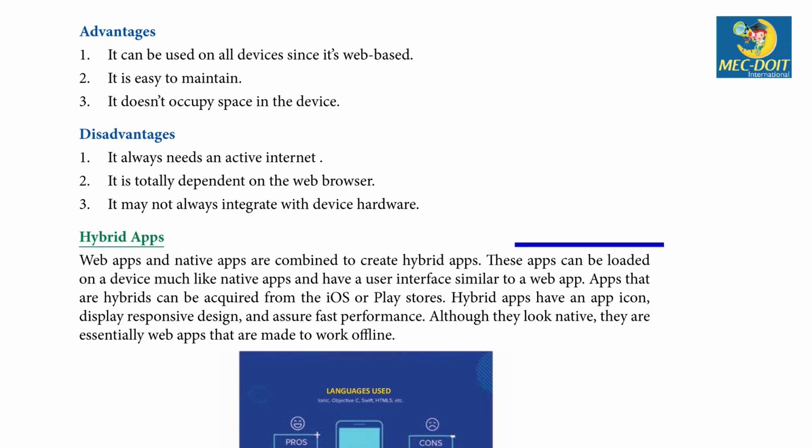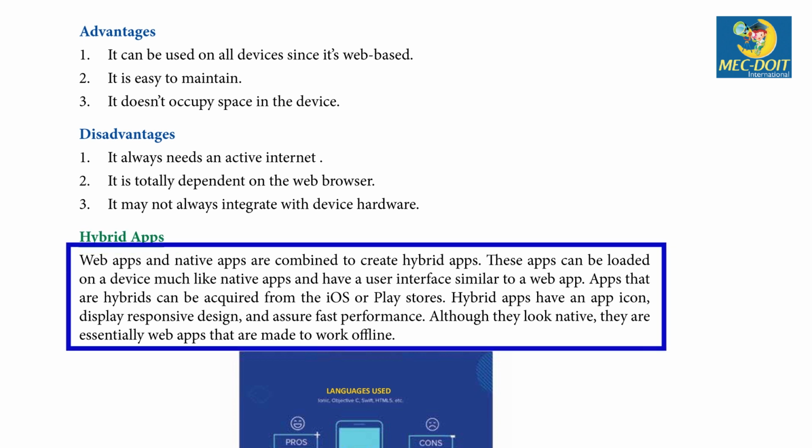Hybrid apps. Web apps and native apps are combined to create hybrid apps. These apps can be loaded on a device much like native apps and have a user interface similar to a web app. Apps that are hybrid can be acquired from the iOS or Play stores. Hybrid apps have an app icon, display responsive design and assure fast performance. Although they look native, they are essentially web apps that are made to work offline.